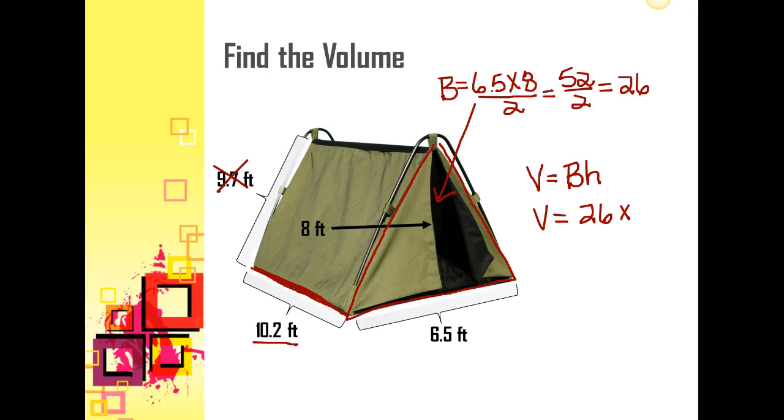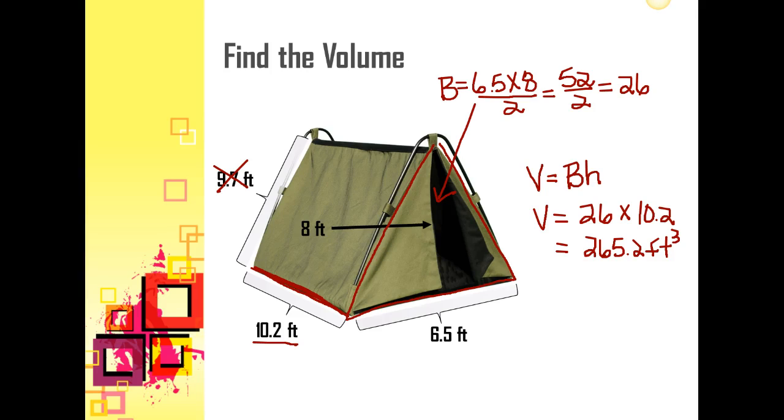9.7 is just one of the slanted sides of the triangle, so we won't use that number in our calculation at all. To finish calculating the volume, we will have to multiply 26 feet squared times 10.2 feet. The volume of the tent is 265 2/10 feet cubed.